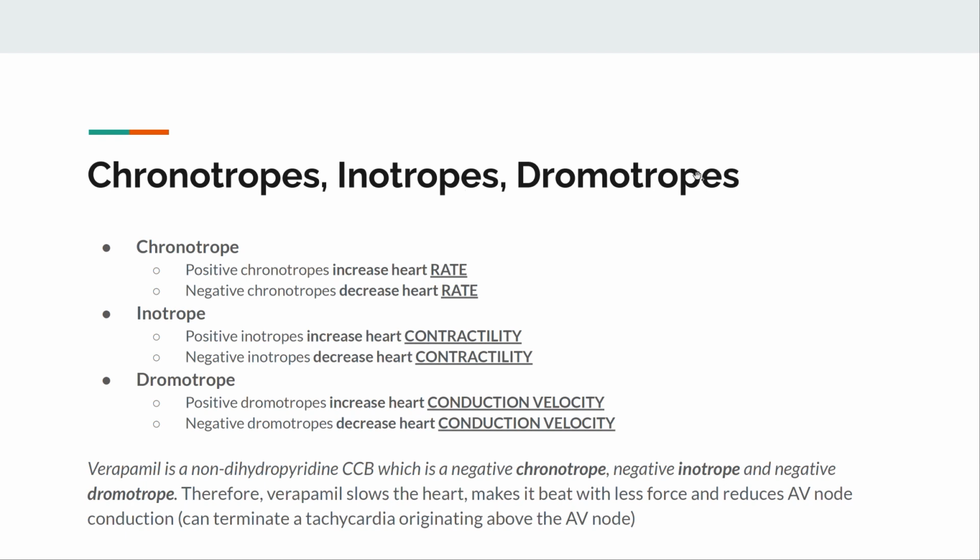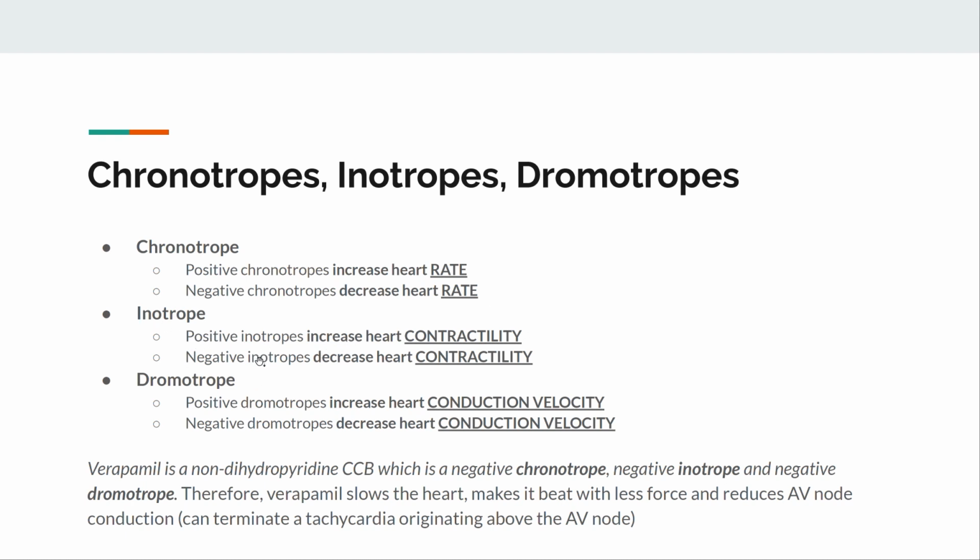Chronotropes, inotropes, dromotropes. Dromotropes you wouldn't have heard of. Chronotropes: chrono, meaning time. Chronotropes are to do with heart rate, and they can be positive or negative. Positive increase, negative decrease. A positive chronotrope would be something like noradrenaline, which acts on beta-1 receptors to increase heart rate. Negative chronotropes would be beta blockers.